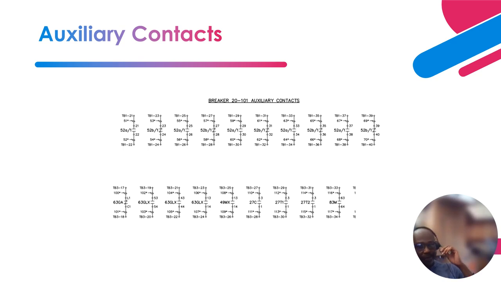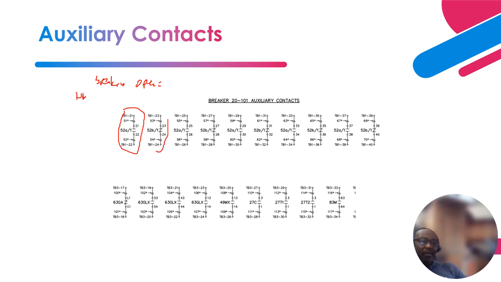Next is auxiliary contact. I made mention that for breaker control, auxiliary contacts are very important. So these are all auxiliary contacts for the breaker. The 52A1, remember, is an auxiliary contact. It's a normally open contact, right? If the breaker is open, this contact is open. If the breaker is closed, then the contact changes state from normally open to closed.